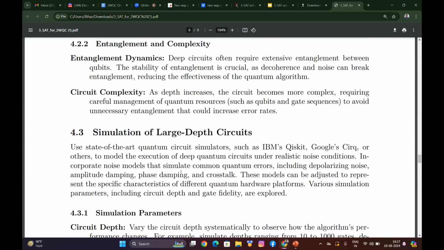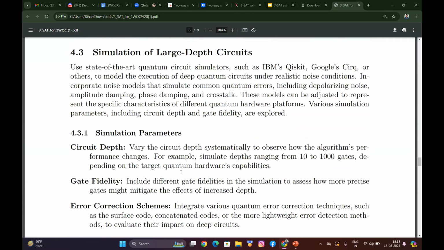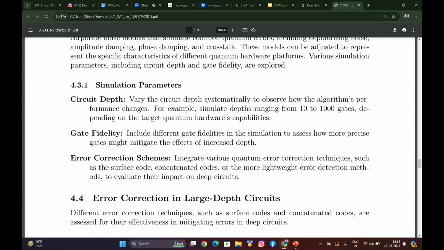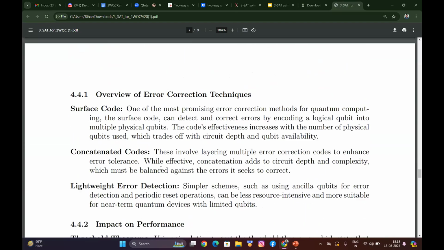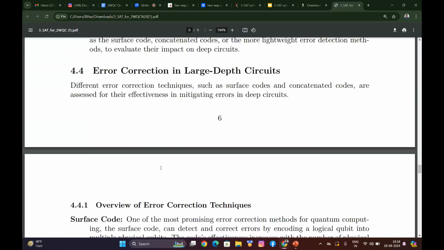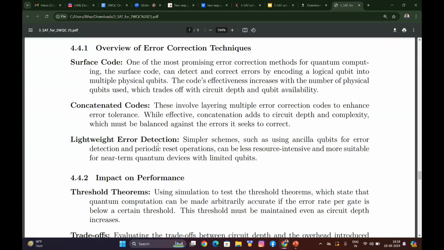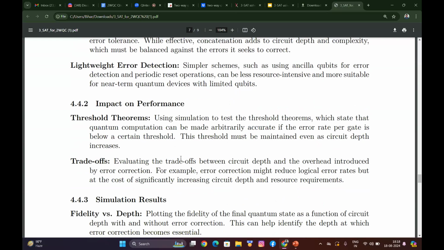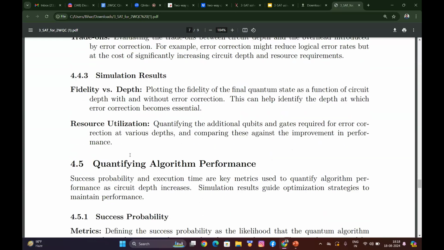Entanglement and circuit complexity are the basic factors which impact our circuit, and the simulation part basically depends on the circuit depth and the gate fidelity. For error correction, we can use these techniques: surface code, concatenated codes, or lightweight error detection. The impact on performance will be rectified using these trade-offs.